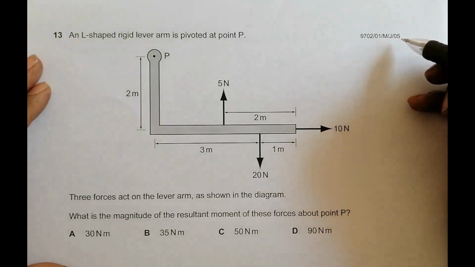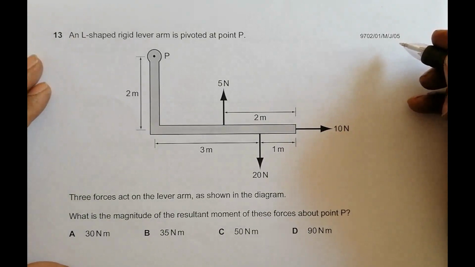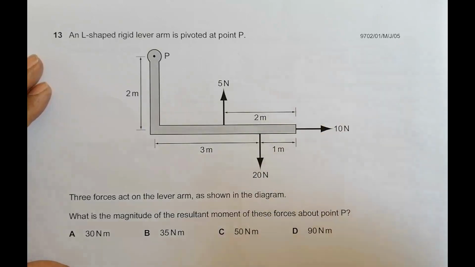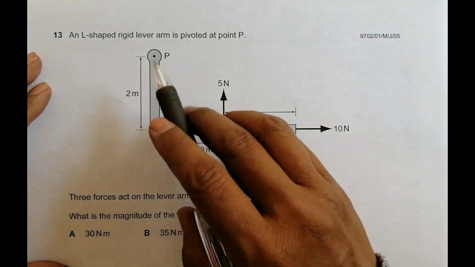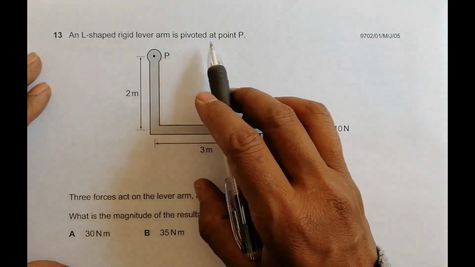Hello folks, this is 2005 May-June paper 1 and the question number is 13. This question is concerned with the chapter forces, which includes moment, torque, etc. An L-shaped rigid lever arm is pivoted at point P.